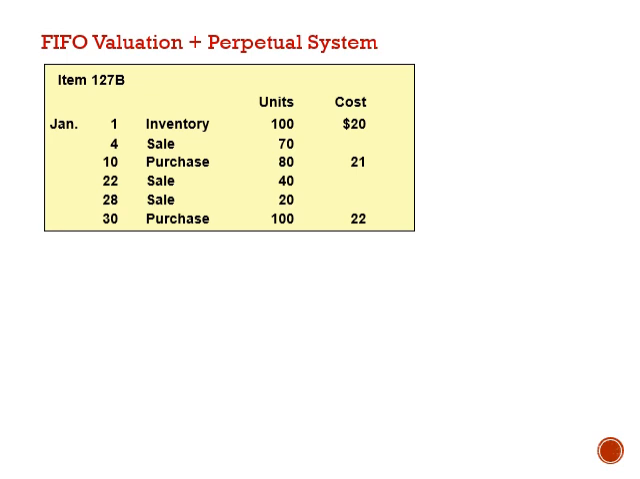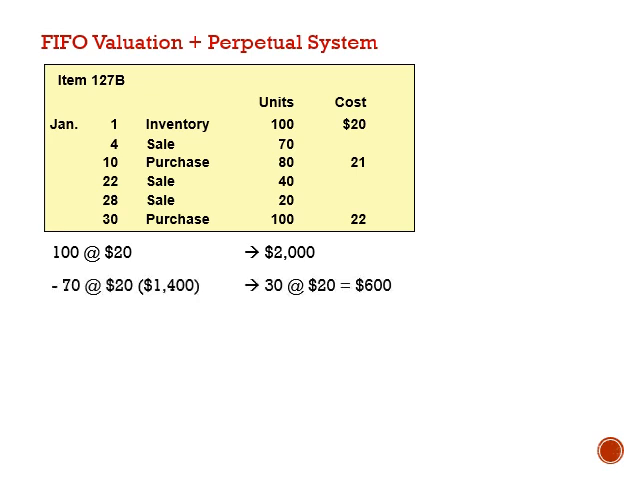Let me show you how we can do the same without the table. On 1st January, we have a balance of 100 units at a cost of $20 per unit. On 4th January, there is a sale of 70 units at $20, so we have the cost of goods sold at $1,400.